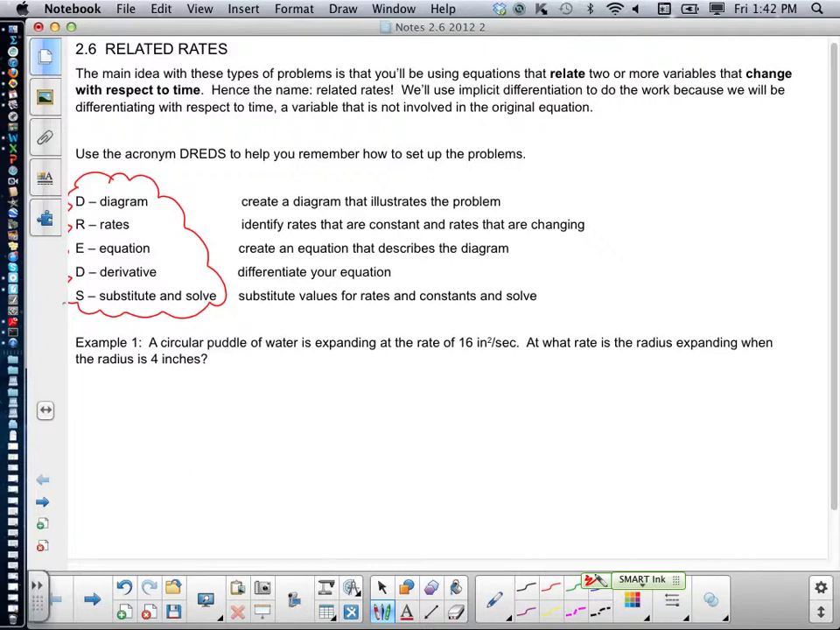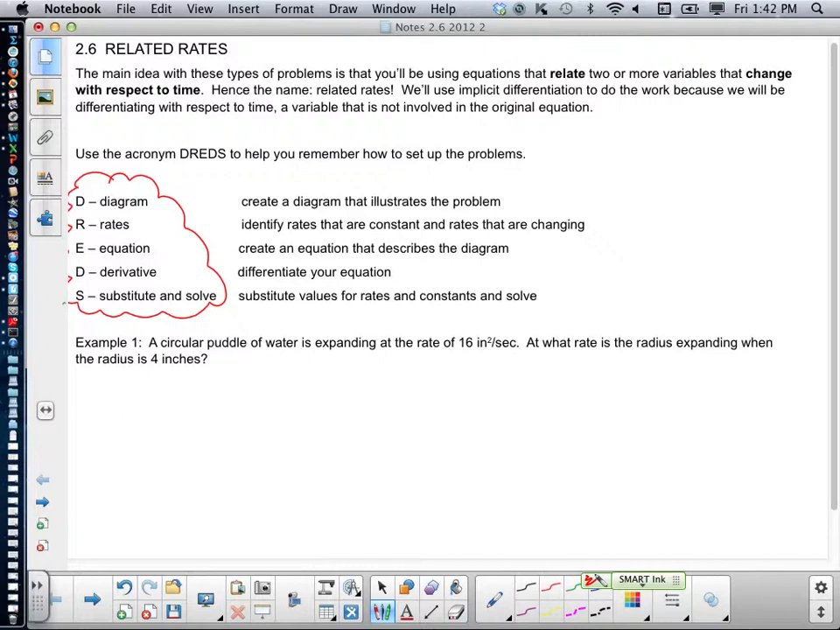Okay? So let's start. We have, in the first example, a circular puddle of water. It's expanding at the rate of 16 inches squared per second. And we want to know at what rate is the radius expanding when the radius is 4 inches.